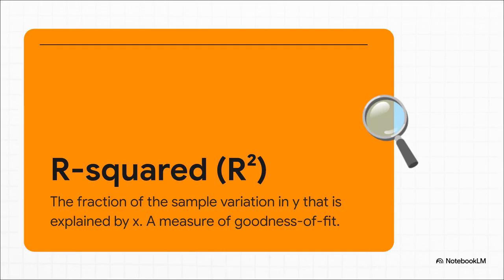R-squared tells us what percentage of the puzzle our one factor, x, actually explains. Is years of education explaining, say, 5% of why wages are different, or is it explaining 95%? R-squared gives us that score, from 0 to 100%.